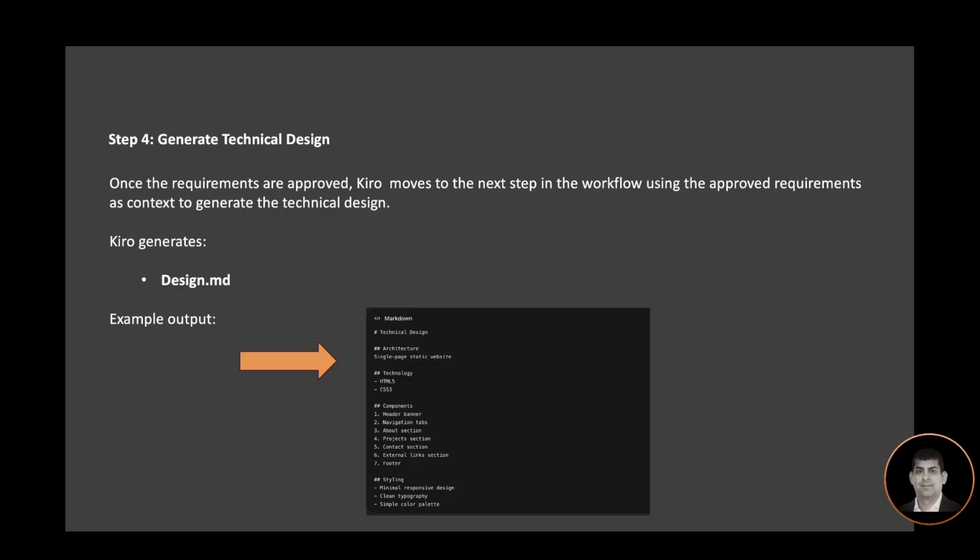Let's look at the next step, generating the technical design. Once the requirements are approved, Kiro moves to the next step in the workflow, using the approved requirement as context to generate the technical design. Again, it creates a file called design, and here is the example output that you are seeing on the screen. So here it's defining the design for the website.